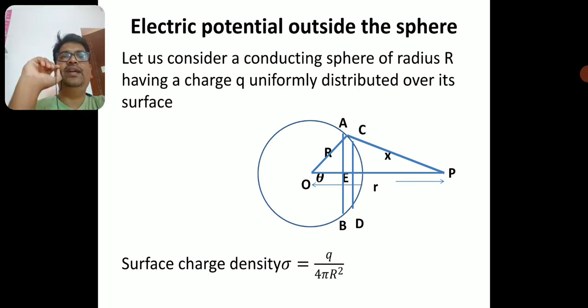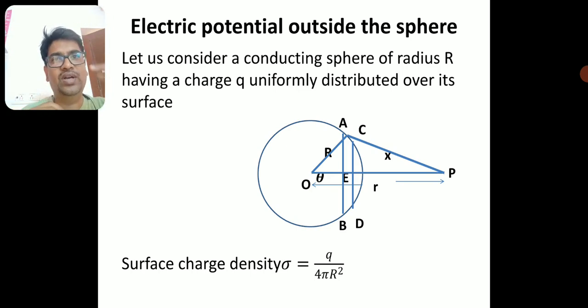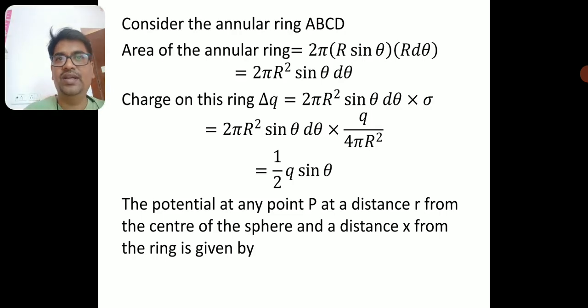After that, I am considering one annular ring ABCD in that charged sphere of radius capital R. Right, I'll move further. So what I have considered is the annular ring ABCD. Now let me look at the area of that annular ring. You know it's an annular ring, the ring you play with in a playground, it is that shape.